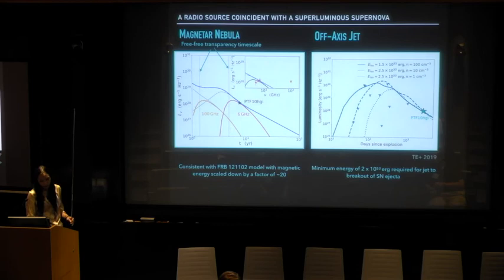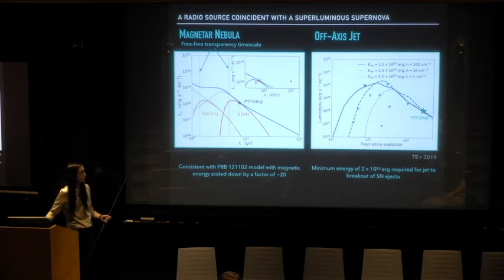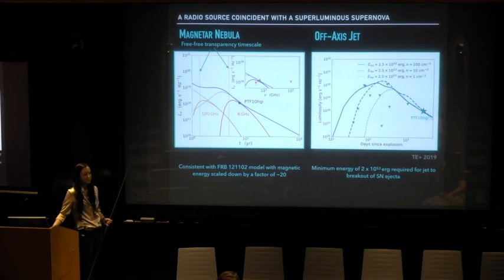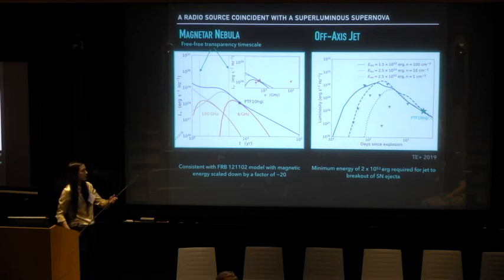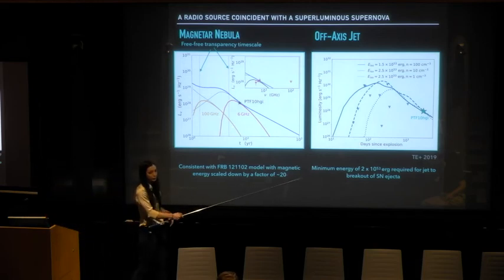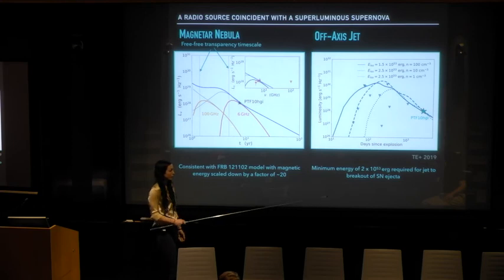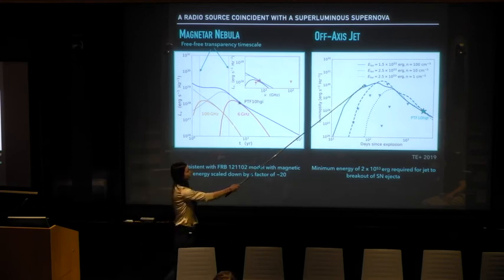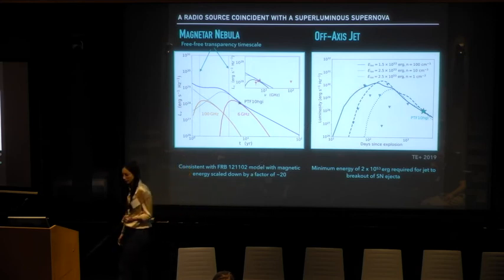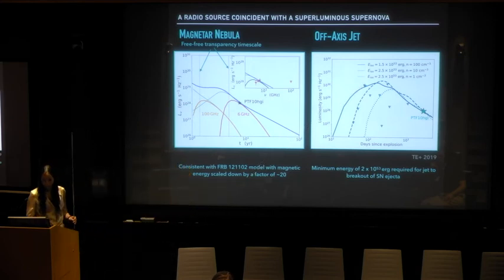And then on the right, we have essentially representative off-axis jet light curves. And these are all showing possible ranges of jet energies and ISM densities that are consistent with our detection. And similarly, we find that the minimum energy required for a jet to break through the supernova ejecta is about 2 × 10⁵ ergs. And this is consistent with what we find for the models. And so this is also a viable explanation.